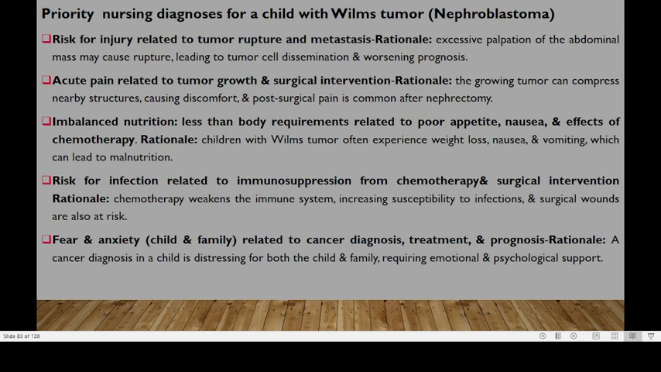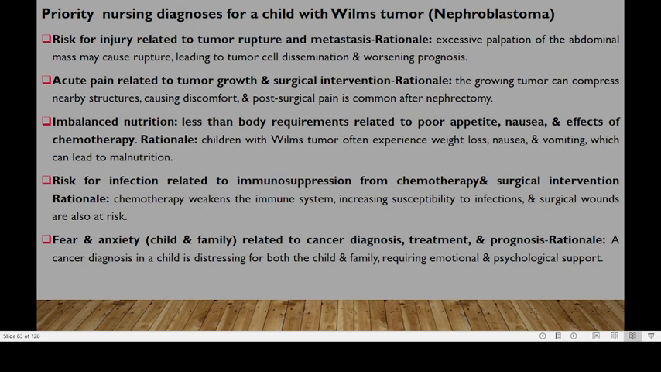Number 2, we have acute pain related to tumor growth and surgical intervention. This could be due to the growing tumor which compresses nearby structures, causing discomfort. Post-surgical pain is very common after nephrectomy.